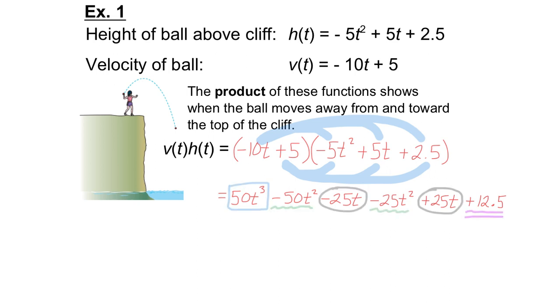I have to identify my like terms in order to simplify this. And then I can add my like terms together. And we end up with this. 50t cubed has no like terms, so it remains unchanged. Negative 50t squared minus 25t squared is negative 75t squared. Minus 25t plus 25t is 0. And then the plus 12.5 is a constant, and then there's no other constant, so it remains unchanged. So this is the product of the velocity and the height.